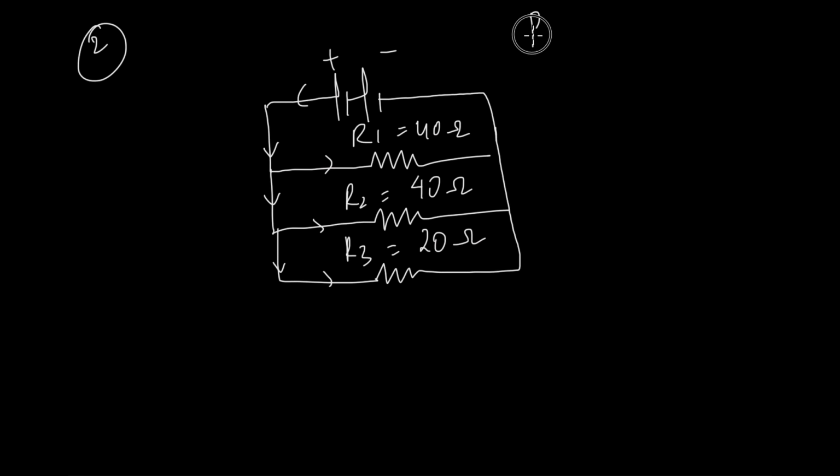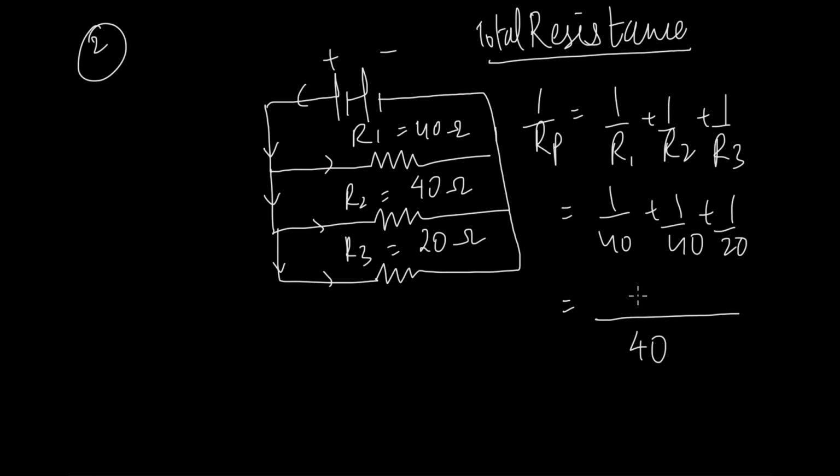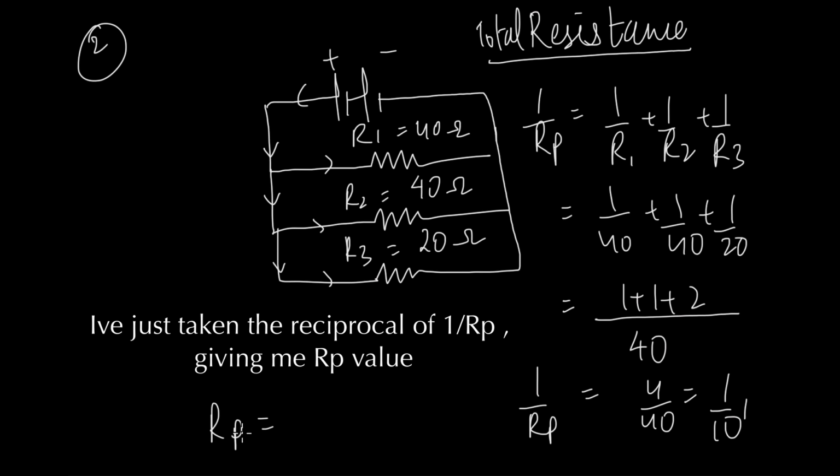Here also we are going to calculate the total resistance of the circuit, and since it is a connection in parallel, we are going to use that formula of parallel connection. So according to this formula, it's going to be 1 by 40 plus 1 by 40 plus 1 by 20. Then you take the LCM, which is going to be 40, so it's going to be 1 plus 1 plus 2, that is 4 by 40, 1 by 10, and then if 1 by Rp is 1 by 10, then by that mathematics, resistance in parallel is going to be 10 ohms.